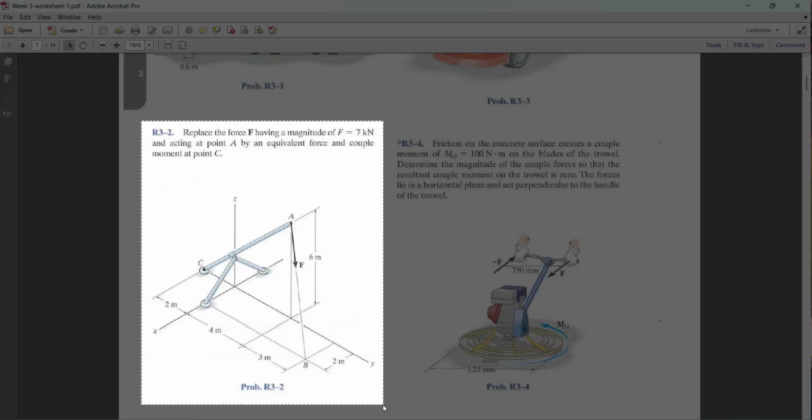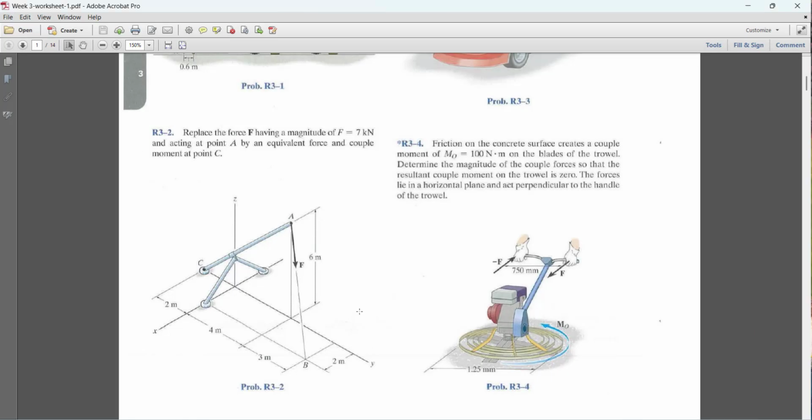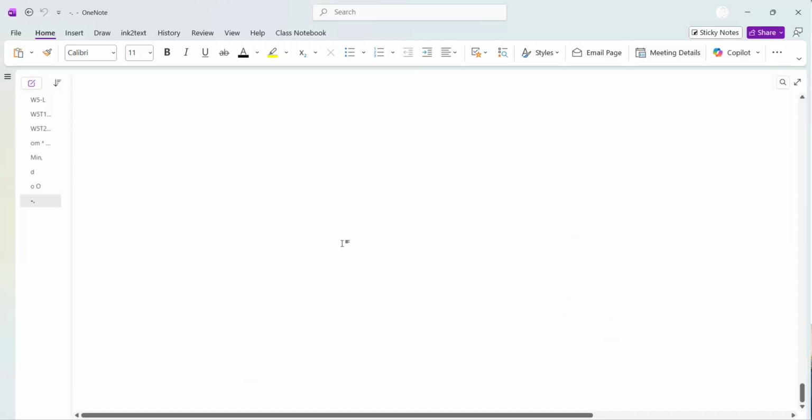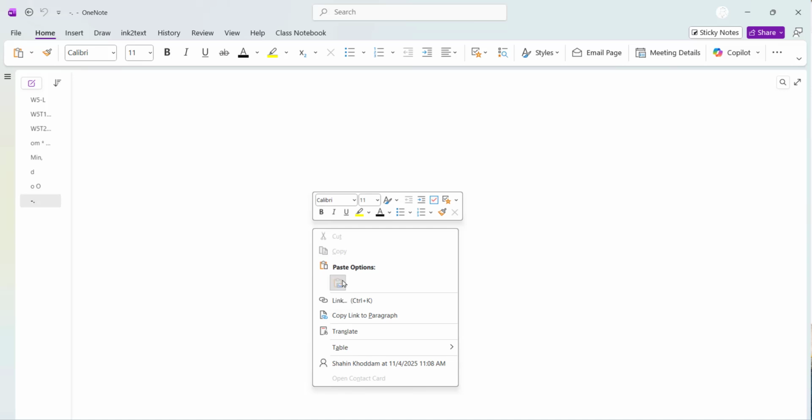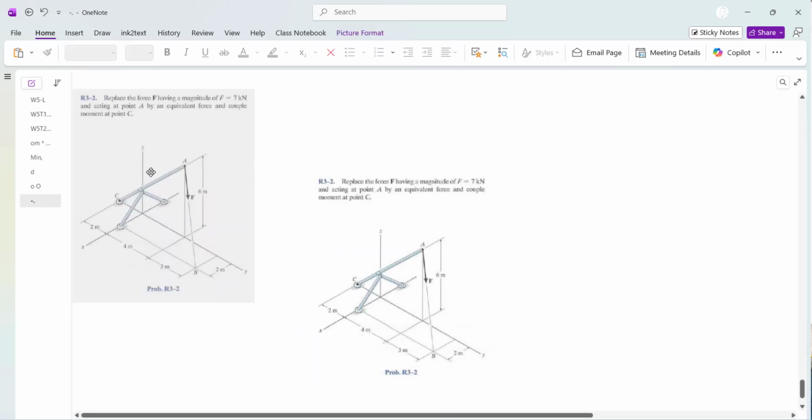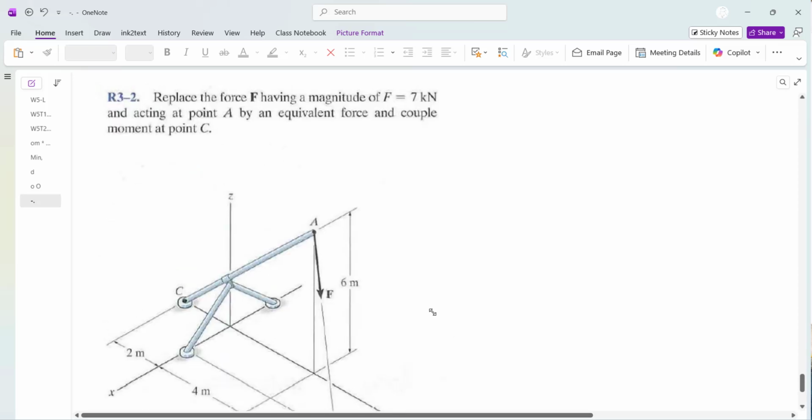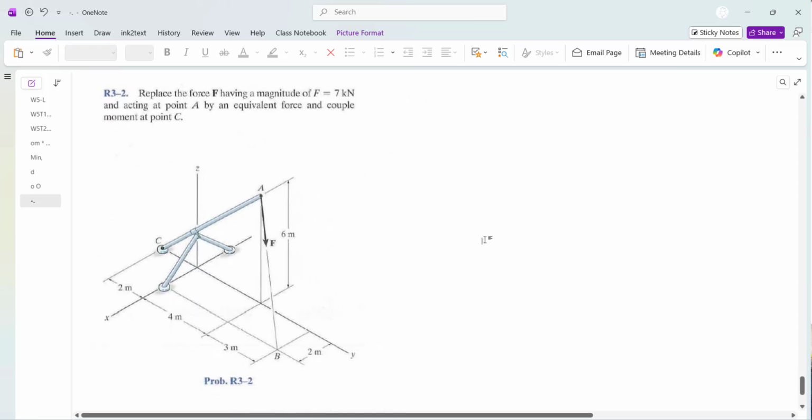Okay, a closer look at review problem 3-2. That is a force with a magnitude of 7 kilonewton, which is acting at point A, and we want to replace this with an equivalent force and a couple moment at point C. Alright, so we know that when a force is transferred along its line of action, that doesn't require any adjustment to the force system.